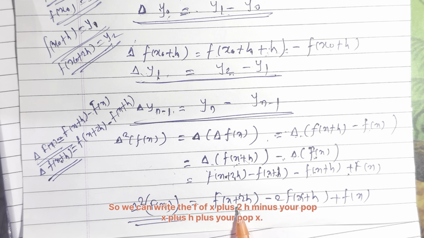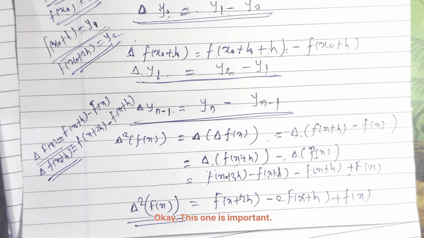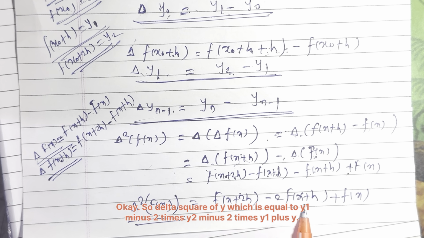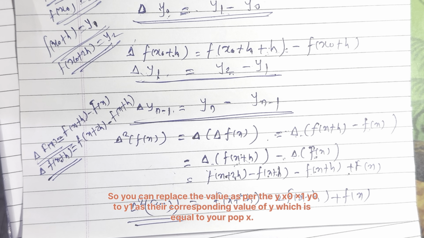We can write f of x plus 2h minus 2 times f of x plus h plus f of x. This one is important. If you want, you can replace f of x with y, so delta square of y0 is equal to y2 minus 2 times y1 plus y0. You can replace the values as per x0, x1, y0, y1 with their corresponding values of y, which is equal to f of x.